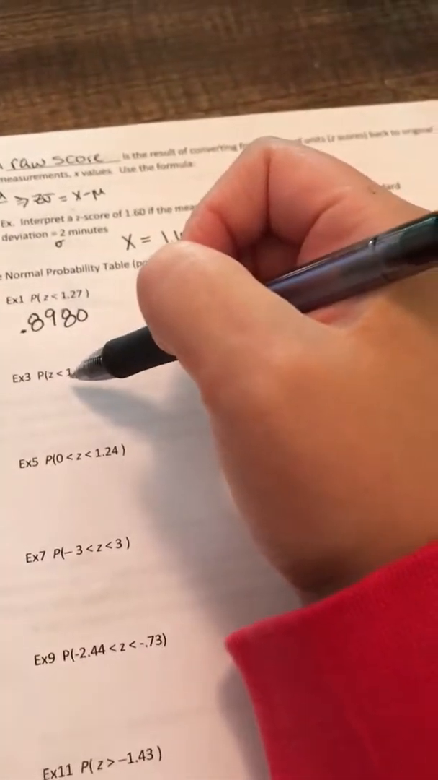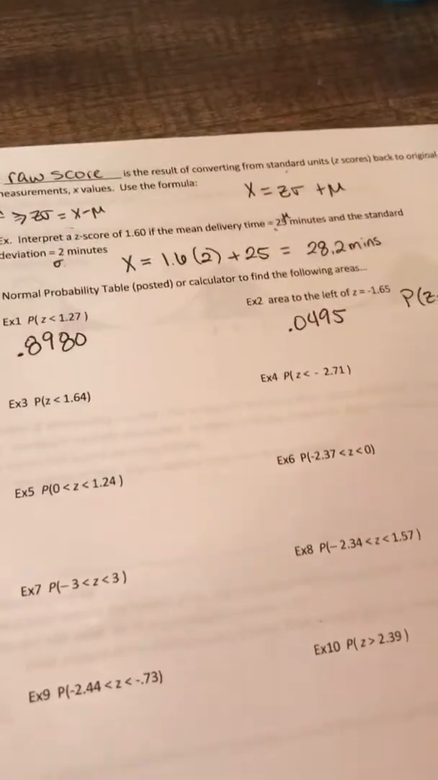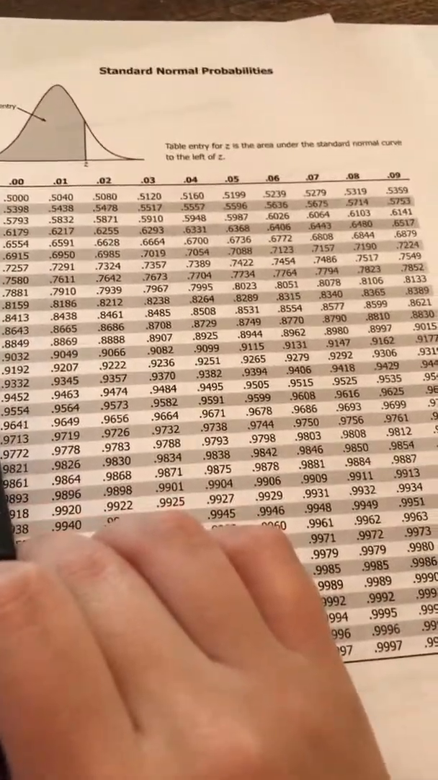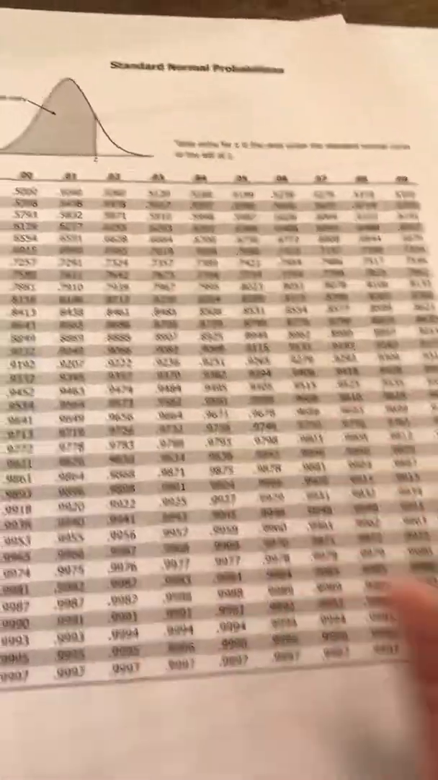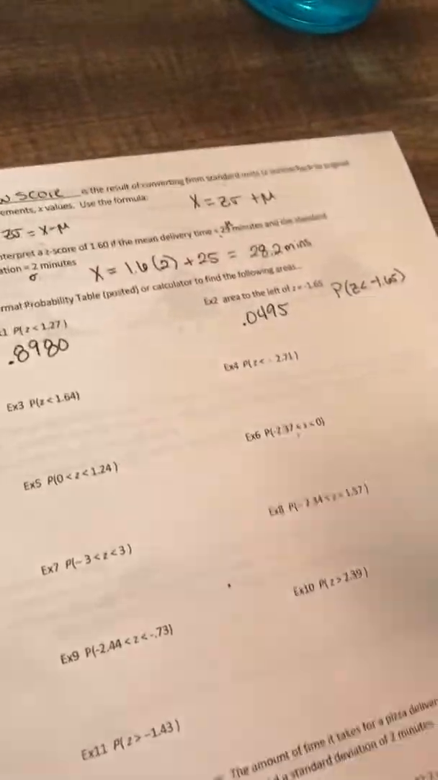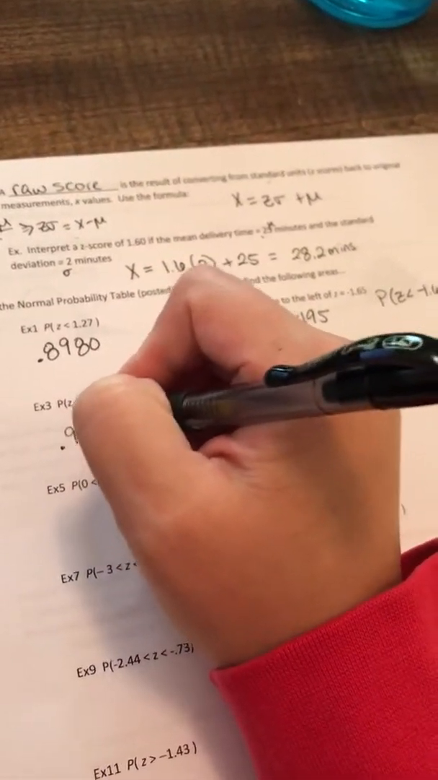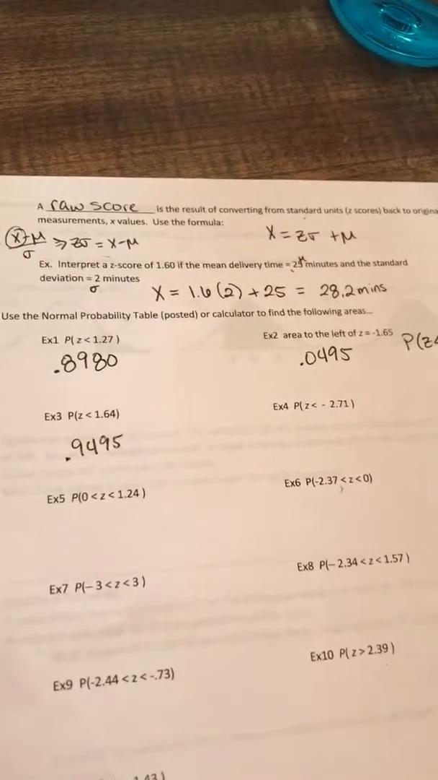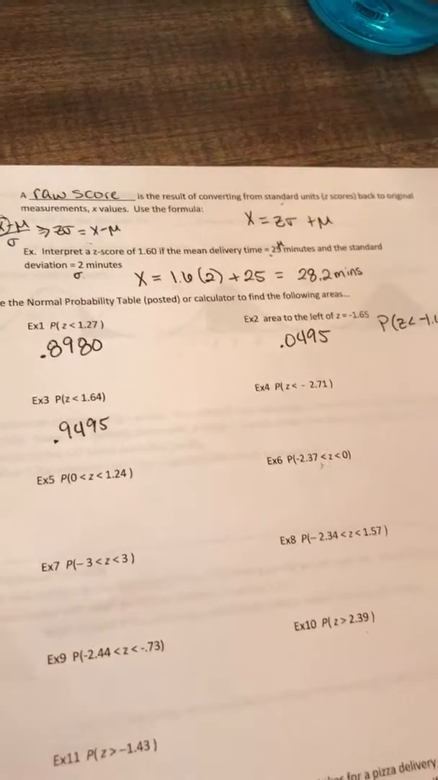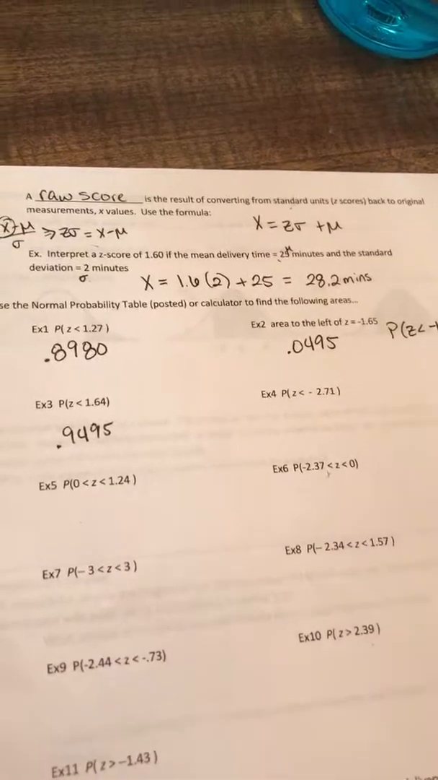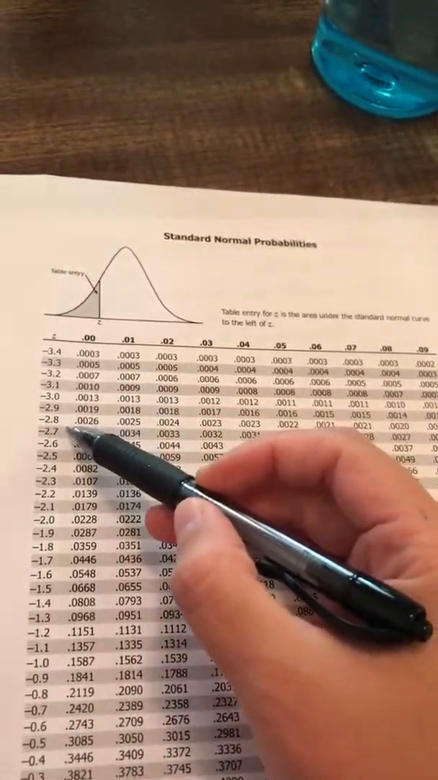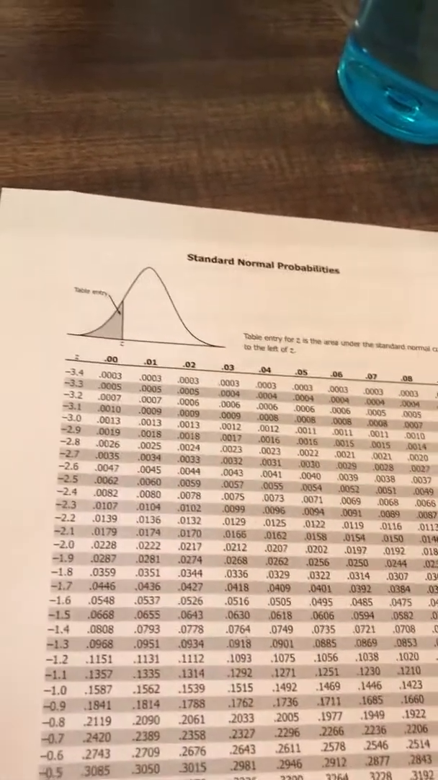So if you want the probability that Z is less than 1.64, that's just using the table. Go to 1.6 over to 0.04, you're at 0.9495. And again, you can do it on the calculator, but most people like the chart, so I'm just going to go with the chart. If you have calculator questions, just let me know. Less than negative 2.71. Go to negative 2.7, which is up here, over to 0.01, you're at 0.0034.